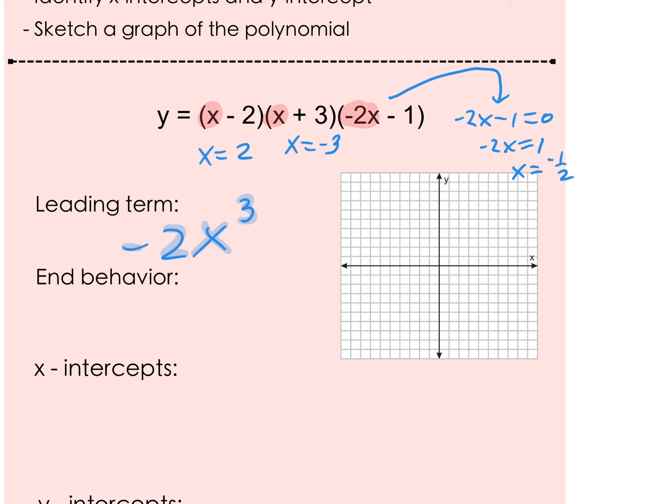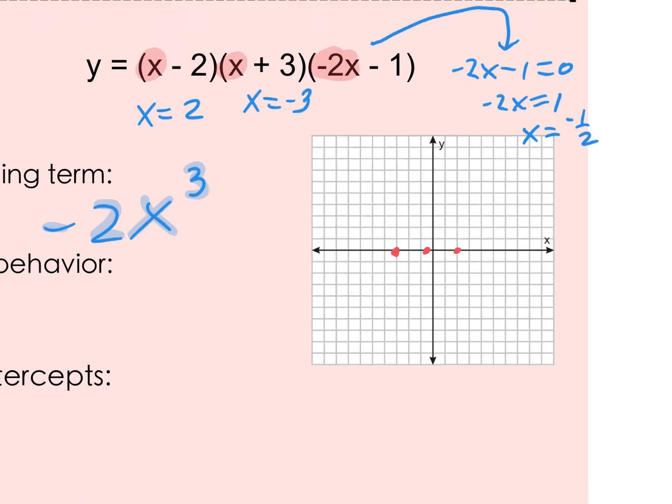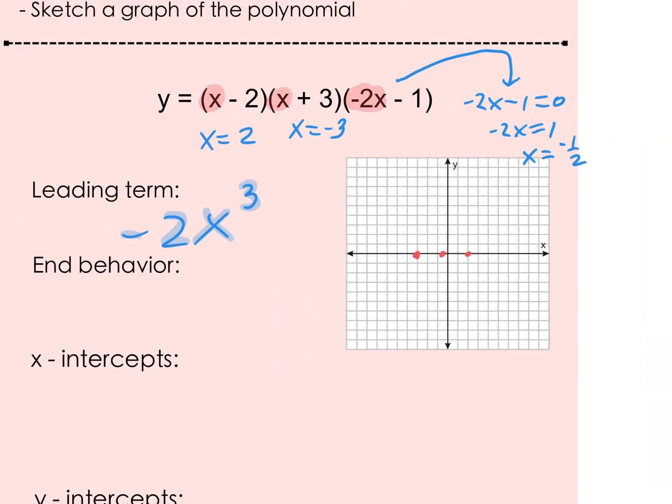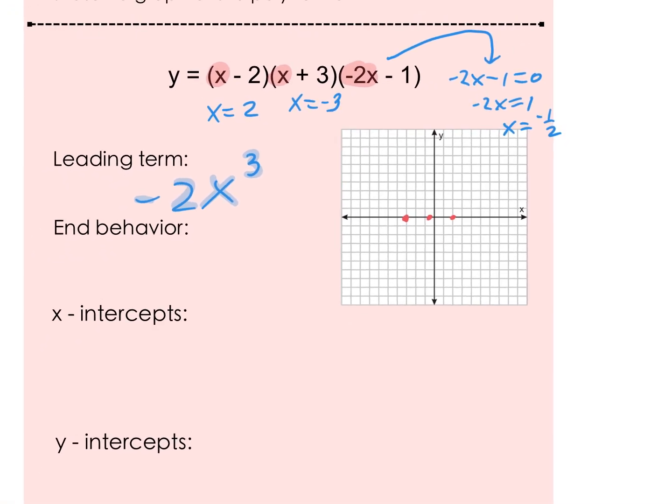Yep, -1/2. Very good. Okay, so here's -1/2. And here's 2. And here's -3. I graphed all three of them. Now, the y-intercept.